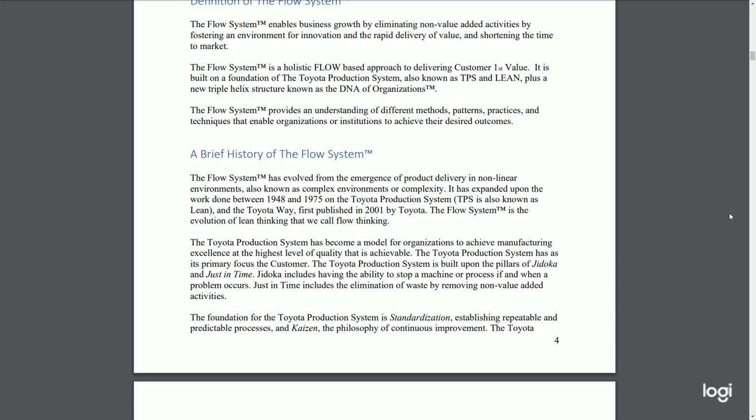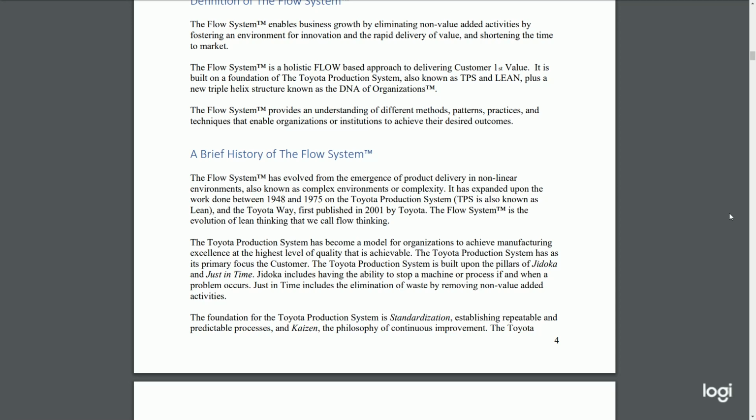The flow system is the evolution of lean thinking that we call flow thinking. The Toyota Production System has become a model for organizations to achieve manufacturing excellence at the highest level of quality that is achievable. The Toyota Production System has as its primary focus the customer. The Toyota Production System is built on the pillars of Jidoka and just-in-time.